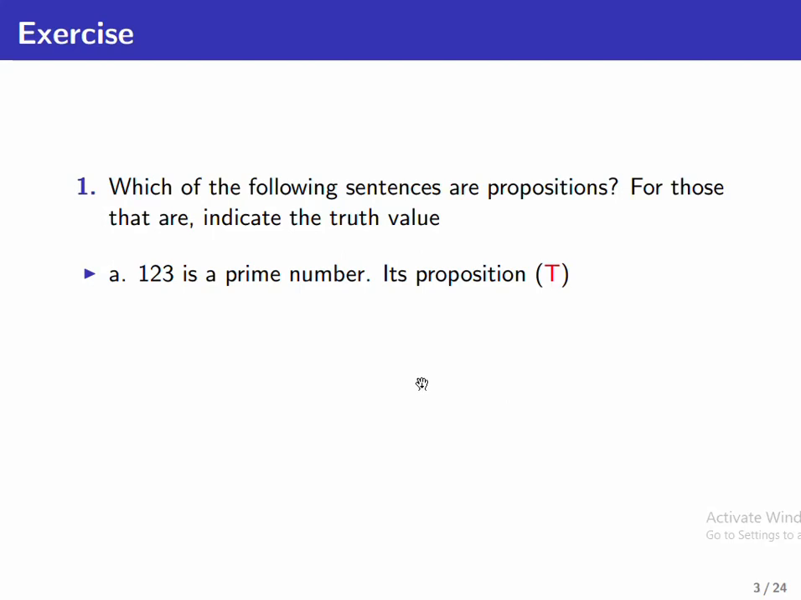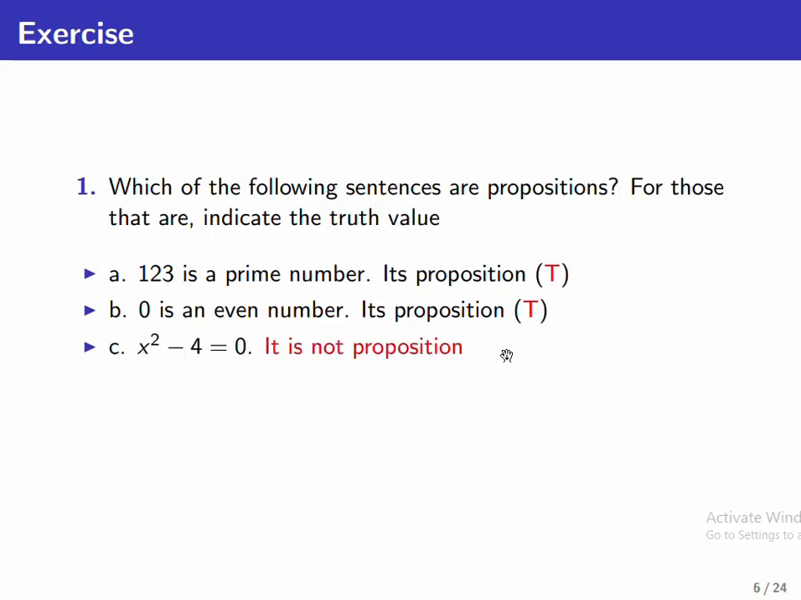B. 0 is an even number. This is a proposition which has truth value true, because an integer is called even if it is divisible by 2. Since 0 is divisible by 2, 0 is an even number. So it is a proposition with truth value true.